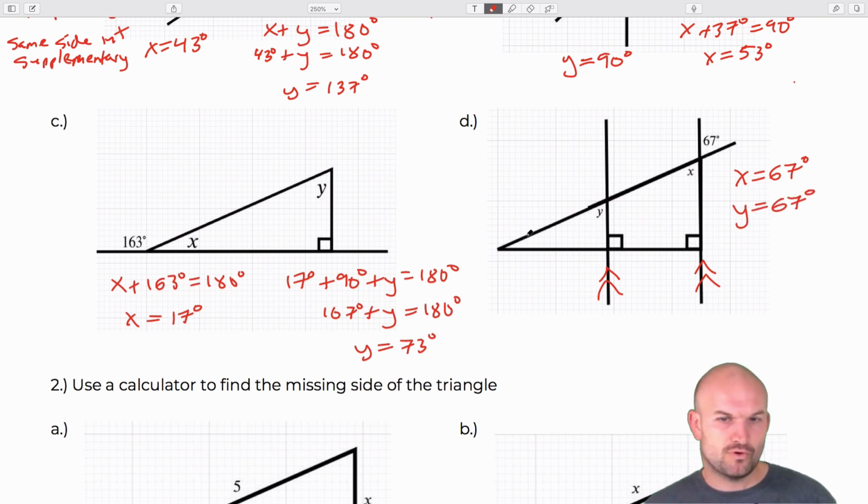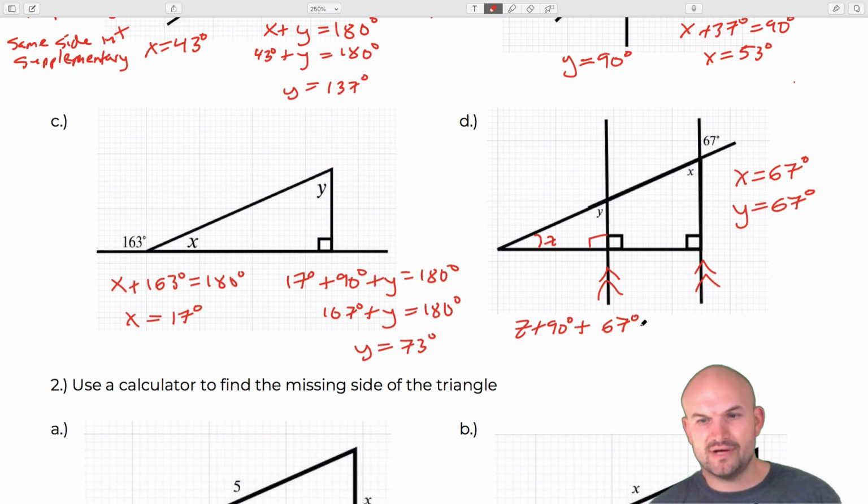Now, I didn't ask for this angle, but now we could recognize that that is 90. And we could also figure out what that angle is, again, if we wanted to. Let's just call this z or something. You could also go and figure that one out just if you wanted to. z plus 90 degrees, plus 67, right, equals 180. And that would be 157.